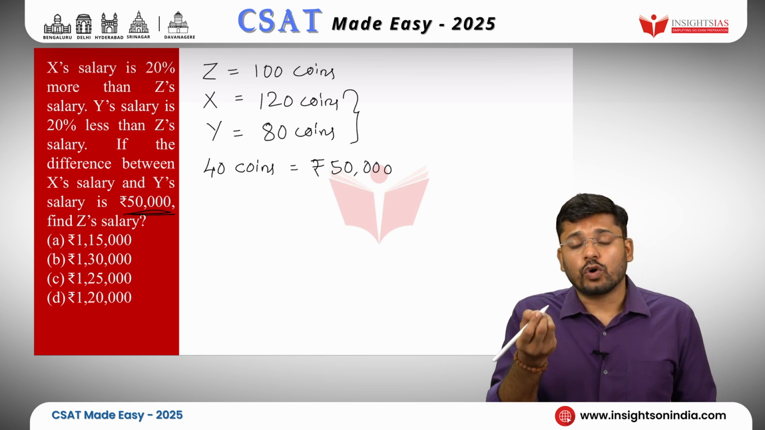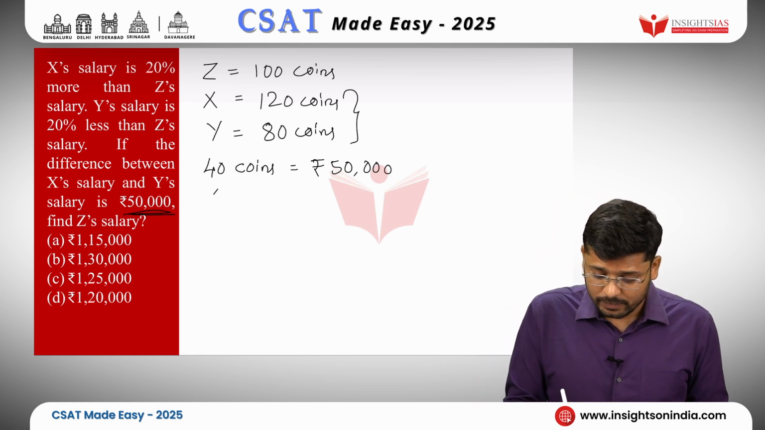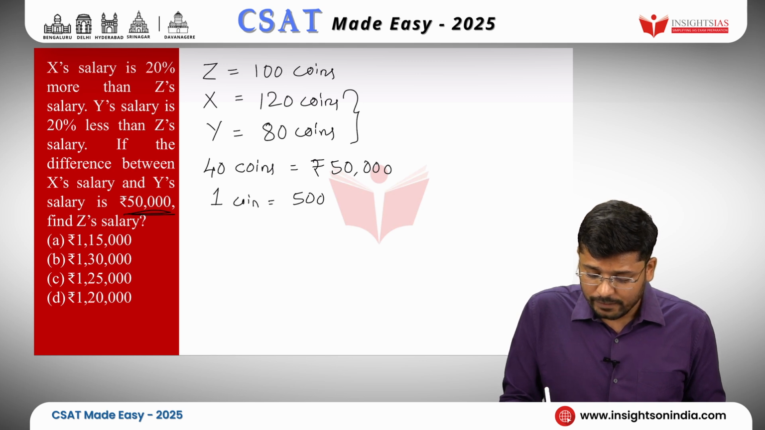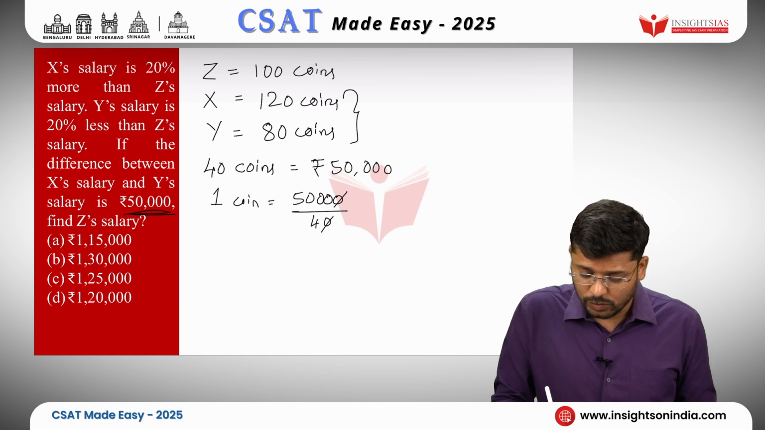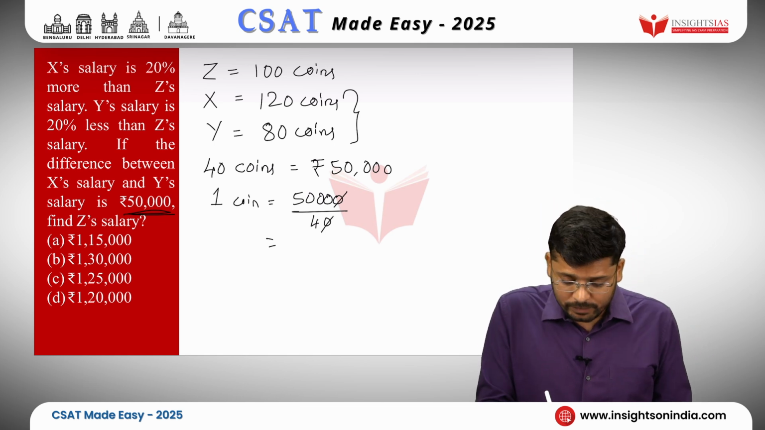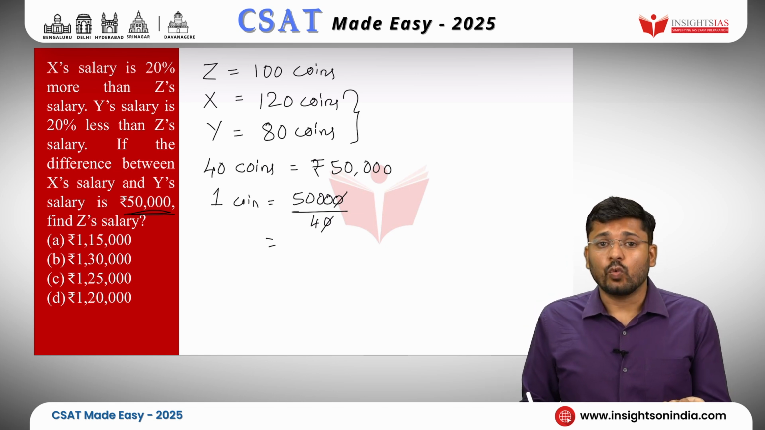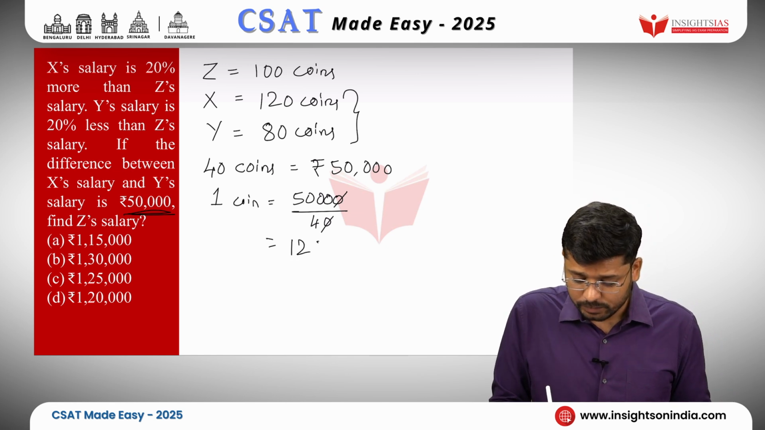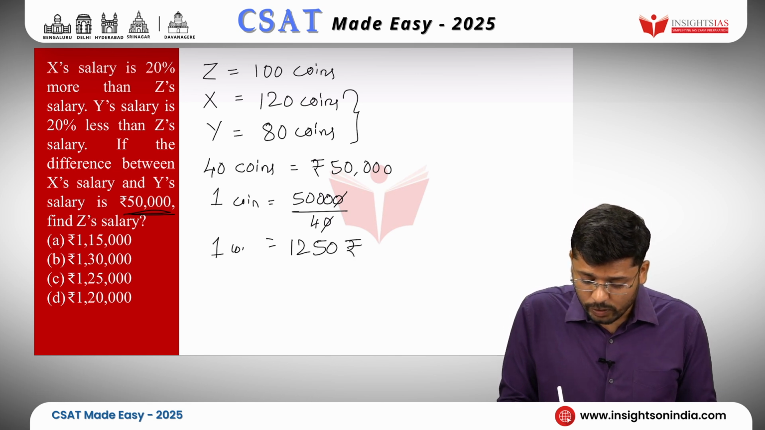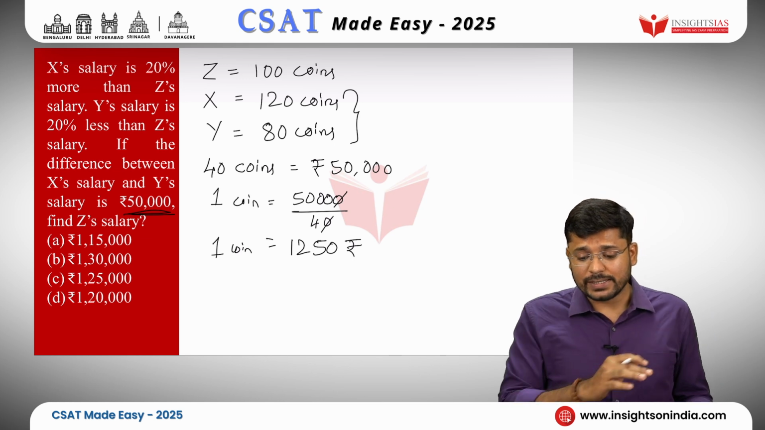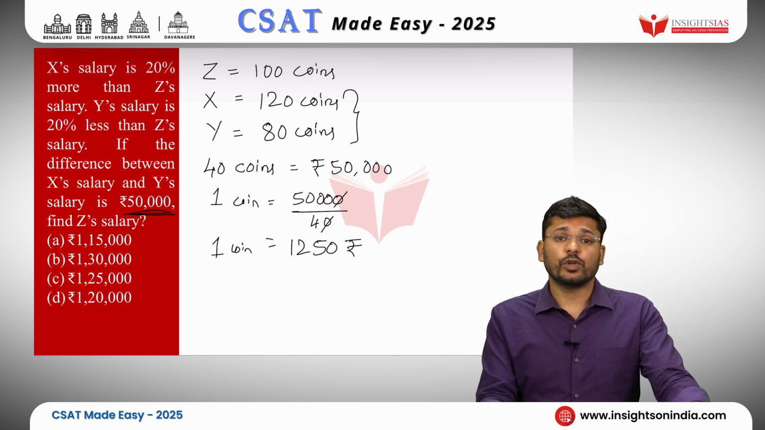So, what would the value of one coin be? It would be this much, right? One coin is equal to 50,000 divided by 40. The zeros cancel. If you divide 5,000 by 4, it would be 1,250. So, the value of one coin that we had assumed to be Z's salary is 1,250 rupees.